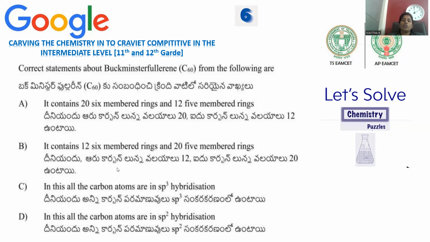So this is the wrong one. The first one is correct only. In this option, all the carbon atoms are sp3 hybridized. Most of the nano-based molecules are sp2 hybridized. That is very fundamental to remember. sp3 is in no way possible for Buckminster fullerene, so we can cancel out option C.